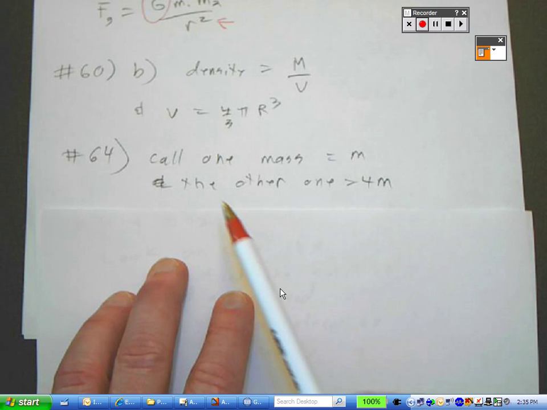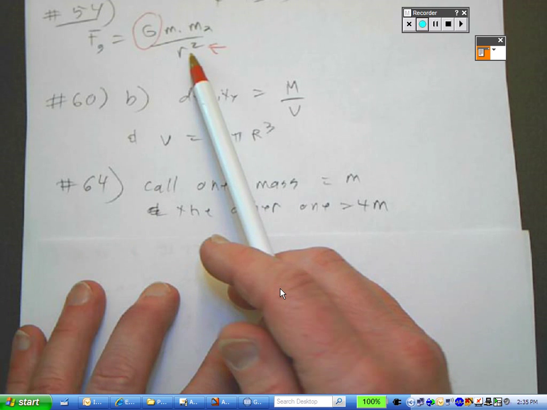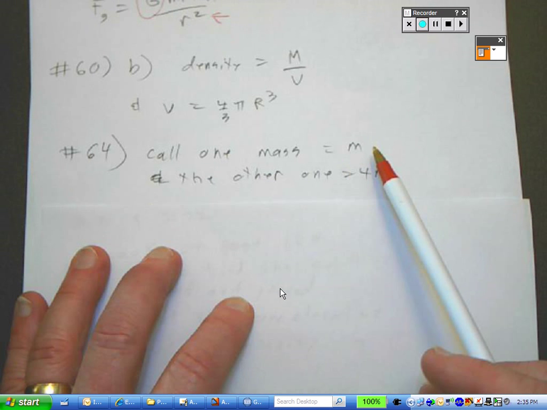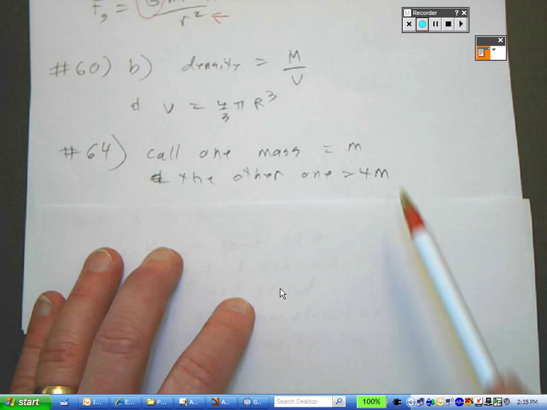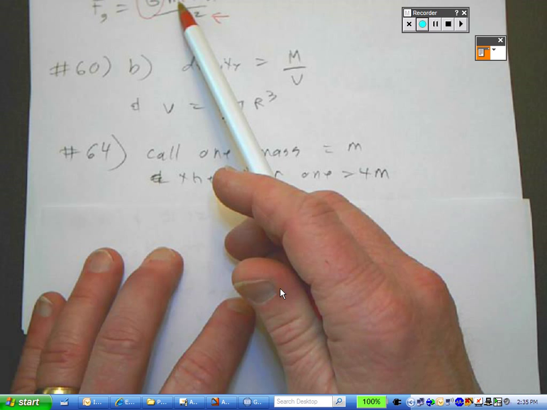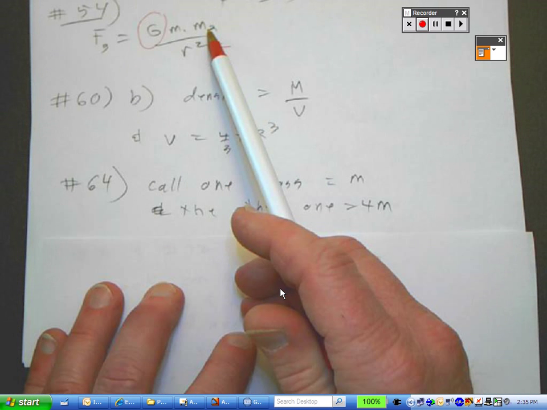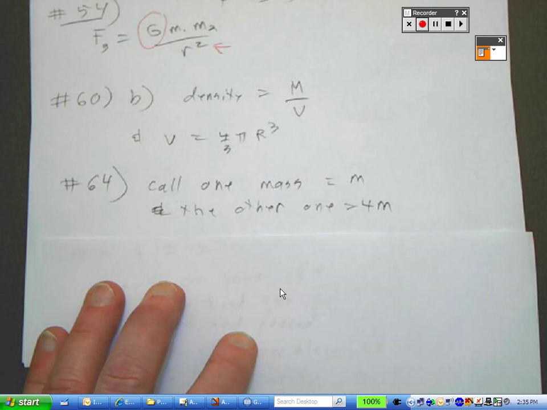So I think you're getting the pattern. It's the same exact formula. This time we have an unknown mass, and the other one is 4 times the mass. So when you use the formula, call this one m, call this next one 4m. I think the solution will be pretty easy to arrive at.